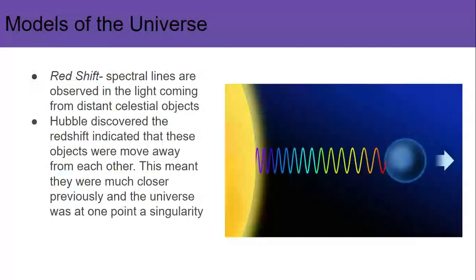And indeed, we see the evidence here in the redshift, so that spectral lines are observed in the light that's coming from distant celestial objects. And this was also observed when Hubble discovered that the redshift indicated that these objects were actually moving away from each other. And this led to the idea that they were obviously much closer in previous times, and the universe at one point was a singularity. And this is the model that we still use for the universe today.